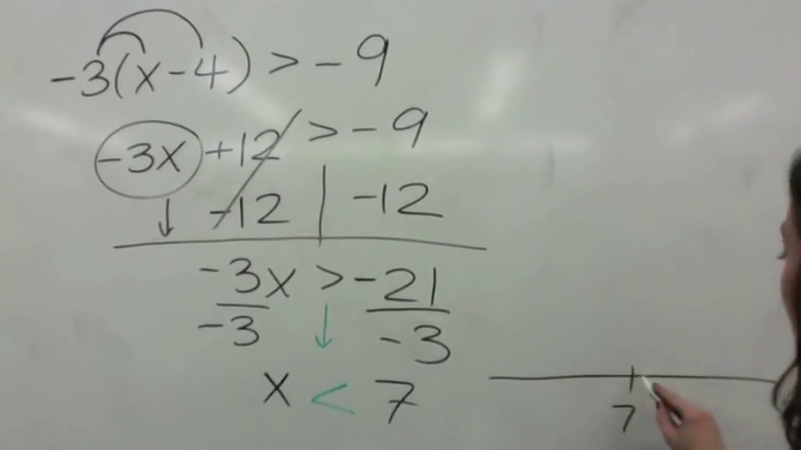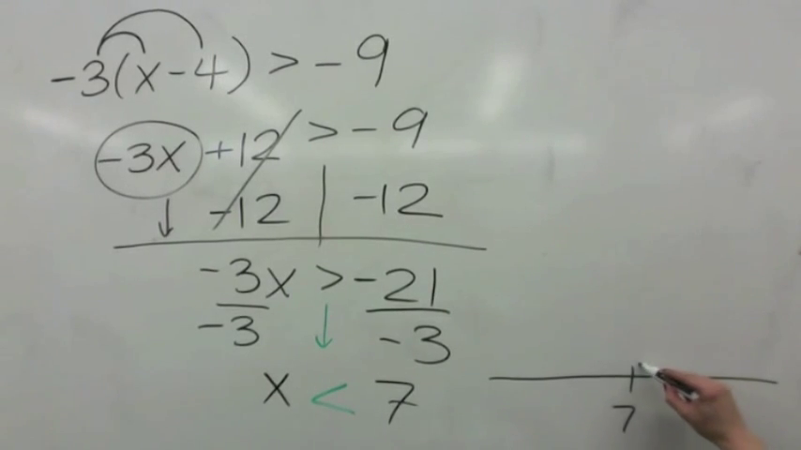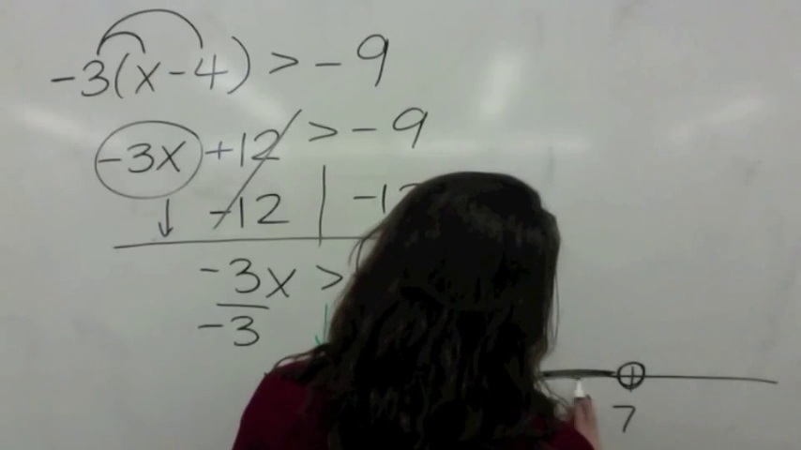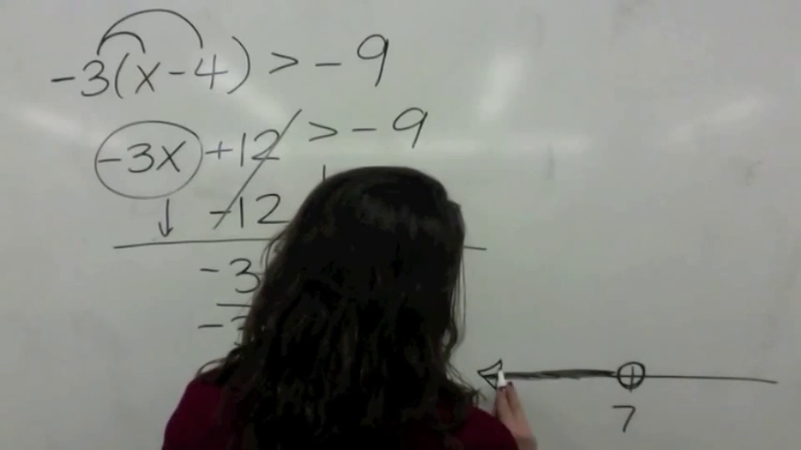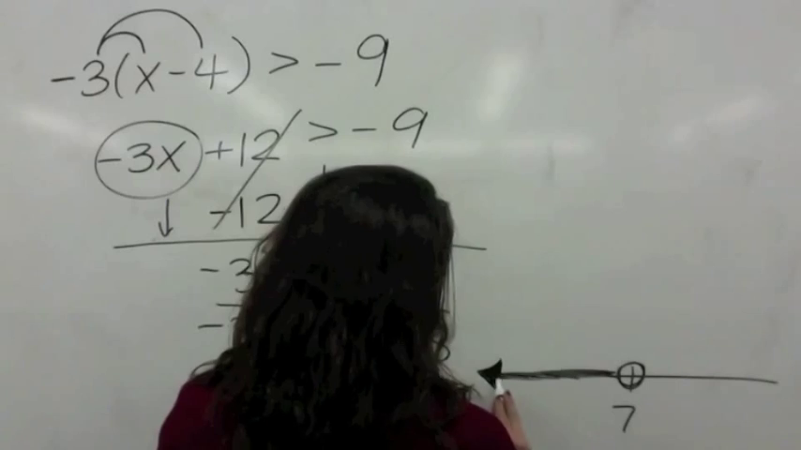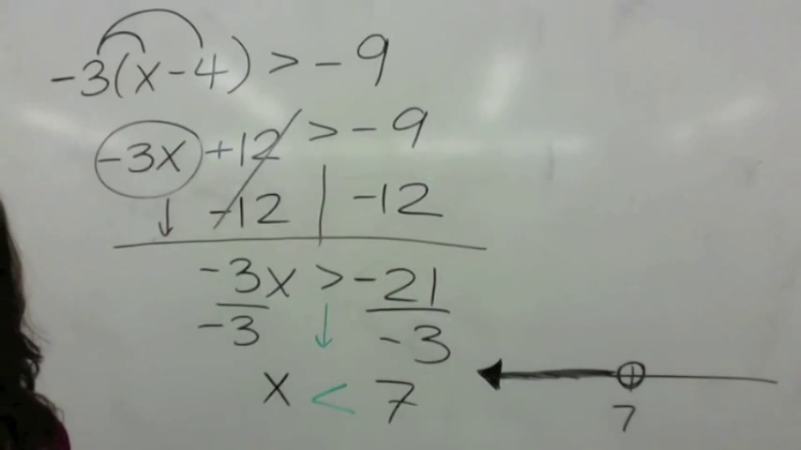Okay? So if you graph this, 7 is the critical value. Is it going to be open or closed? It will be open, and you're going to shade to the left because it's all values that are less than 7. Okay? Go ahead and get that down.